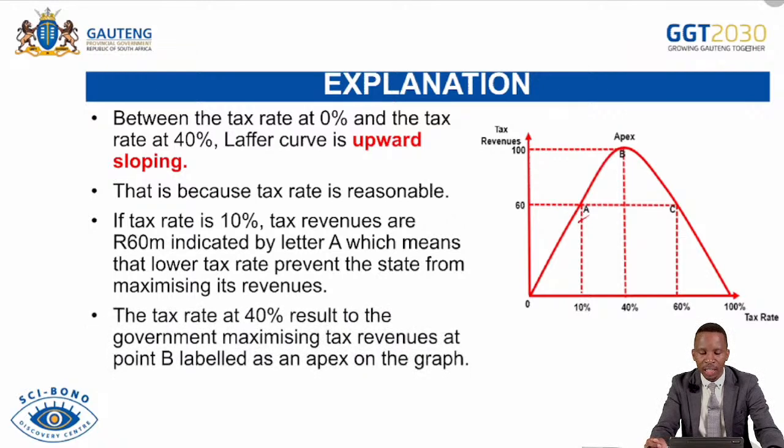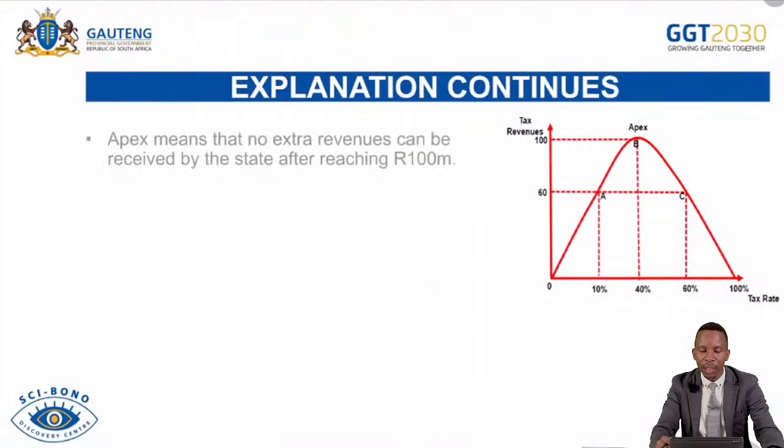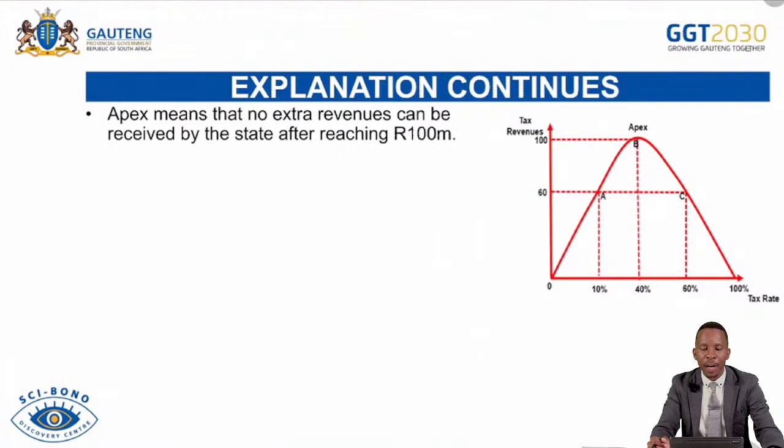A tax rate at 40 results in the government maximizing its tax revenues at point B, which is up there. So this is known as the apex point, where the government can maximize or receive higher revenues on the given tax rate. And then we continue. Apex means no extra revenues can be received above these 100 million. So anything above is impossible.